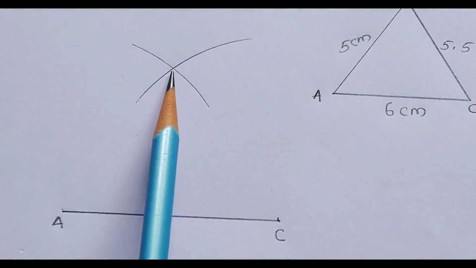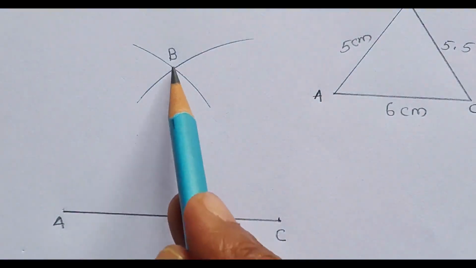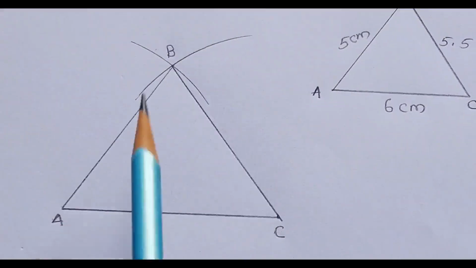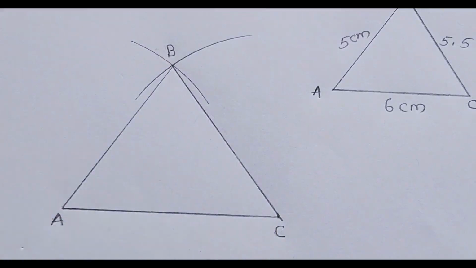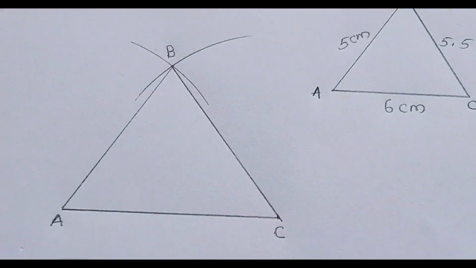Now you have got a point of intersection over here. Now this point is point B. Join point A and B and also point B and C, and that will complete your triangle. You've got triangle ABC. So knowing the three sides of the triangle, you can construct a triangle.